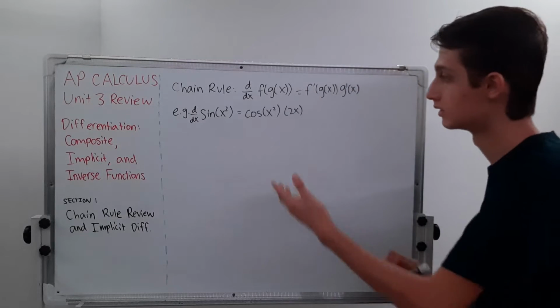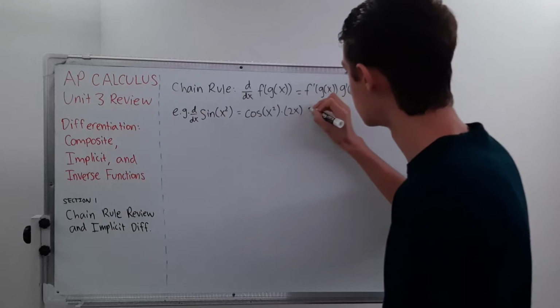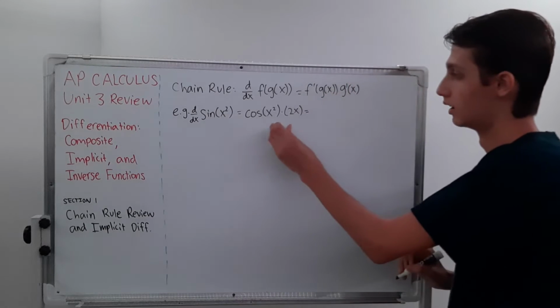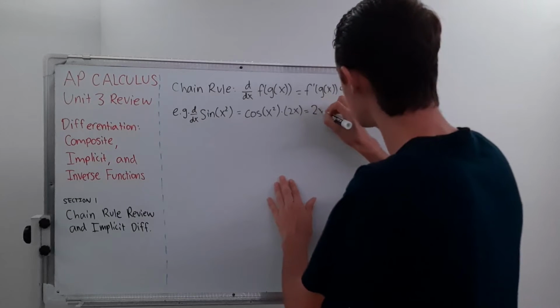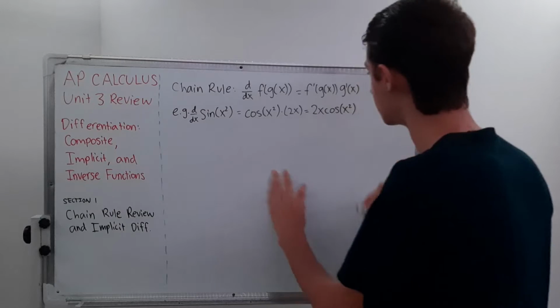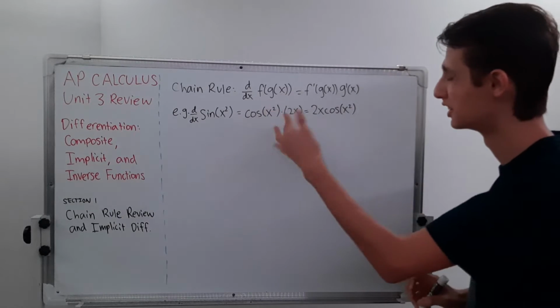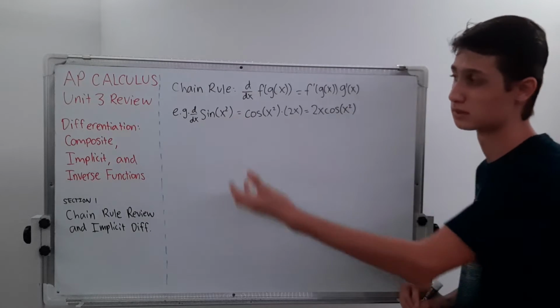You can put a multiplication there for emphasis. Sometimes people prefer to put things like this in front of the function so that it's not confusing. So this is another way to write it, because with multiplication you can flip the order. But this is the derivative of sine of x squared.